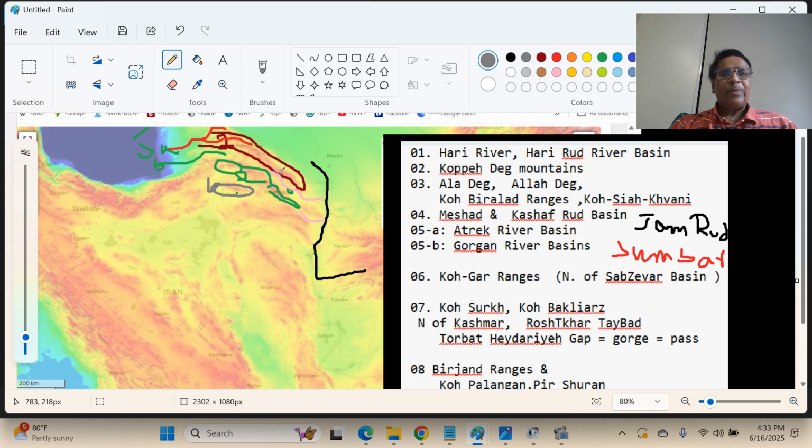There is a town called Kashmir, and in the northern part there is a town called Torbat Heydariyeh. That is a gap from Mashhad to Birjand, and there is a major roadway that goes there. There is a series of mountains called Surk and Bakliyaj mountains, north of Kashmir town, and Toyabad and Rostam and Torbat Heydariyeh. These are the mountains. That is the 7.